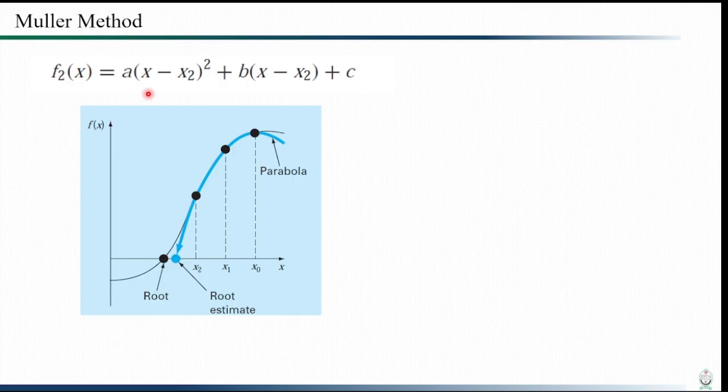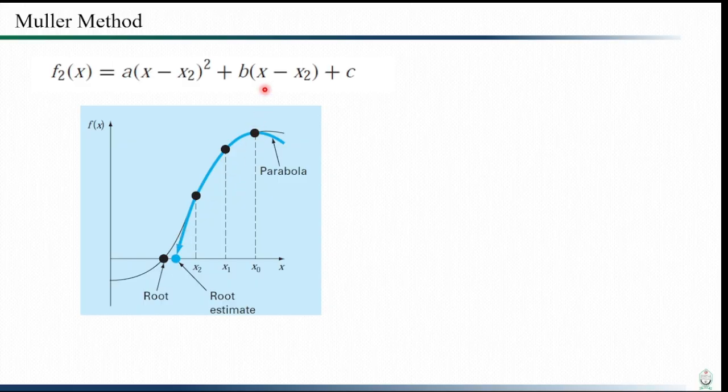This is the equation of the parabola that we have assumed to be present, that goes through these 3 points. So now our task is to complete this equation. To complete this equation, we will need the value of a, b, and c. If we can find out the values of a, b, and c, that will give us the complete equation of this blue line or the parabola. And if we get the equation of the parabola, then we can easily get this estimated root.